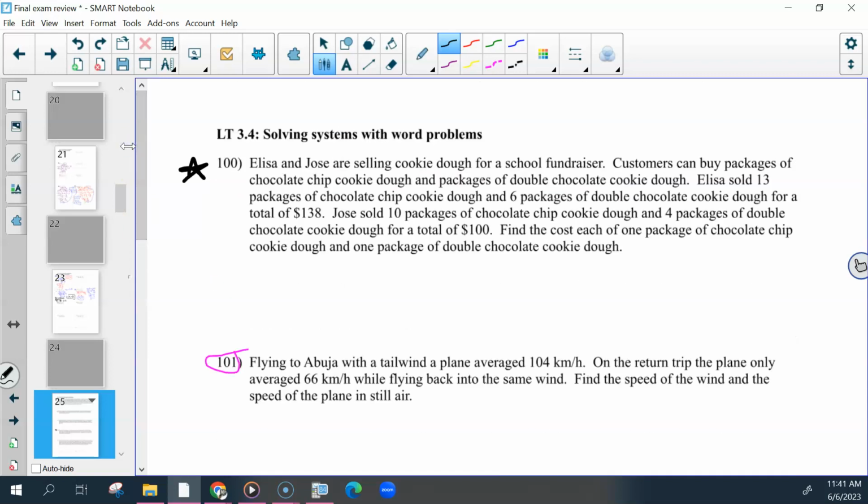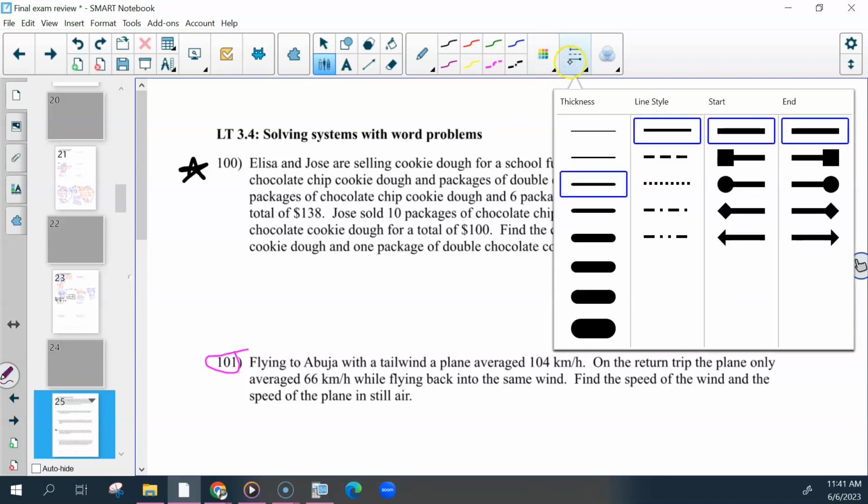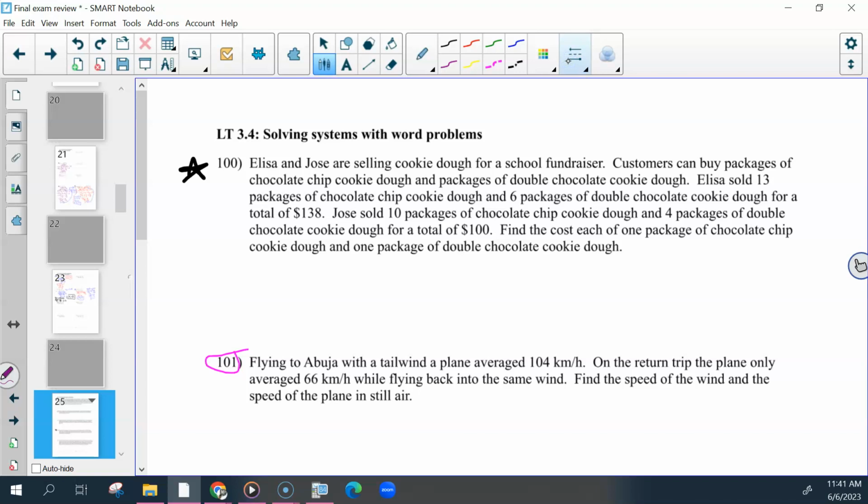Alright, let's start with those two. If we have any others, we'll do more. When you have your word problems, it's important that you circle, highlight, underline anything that you feel is important. Anything with numbers is going to be important. Whatever the question is asking is also important.